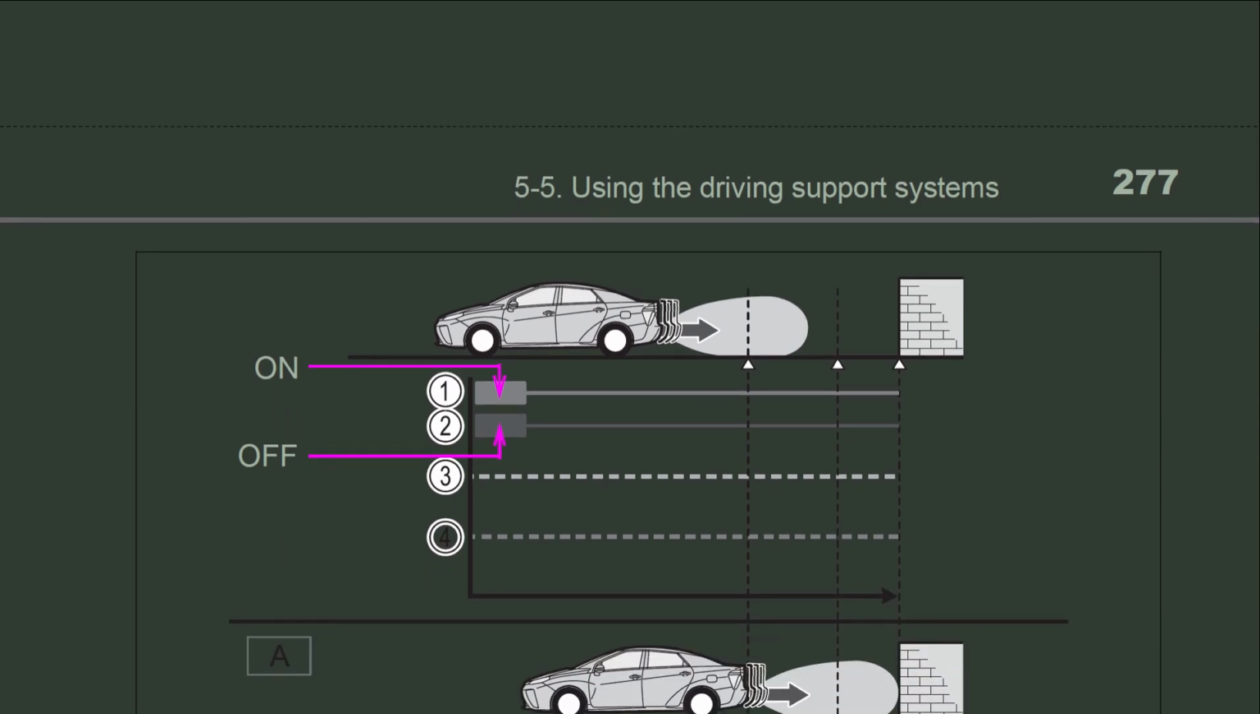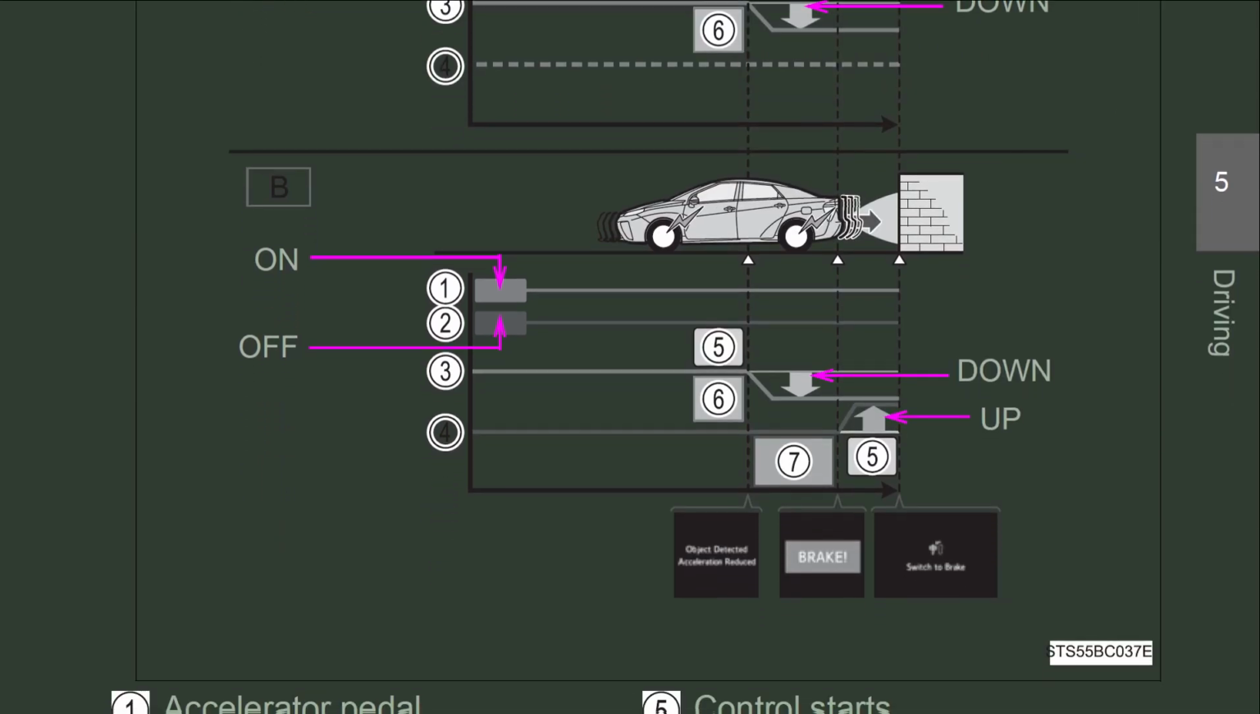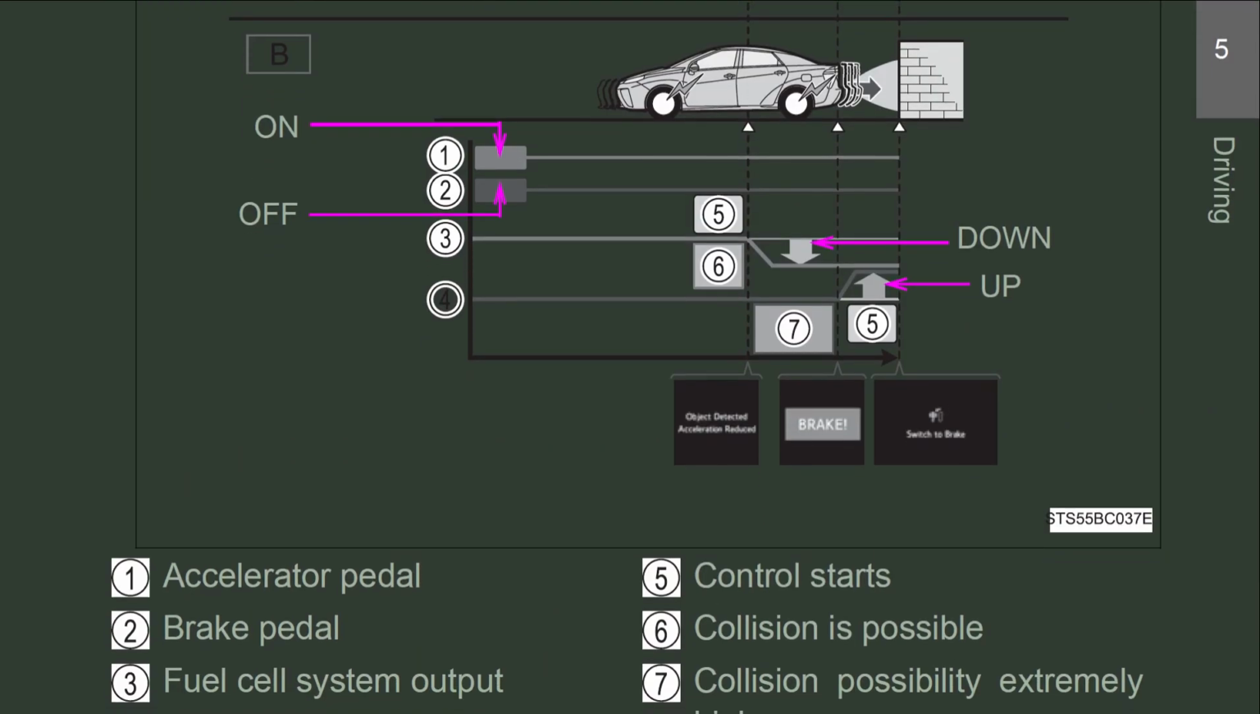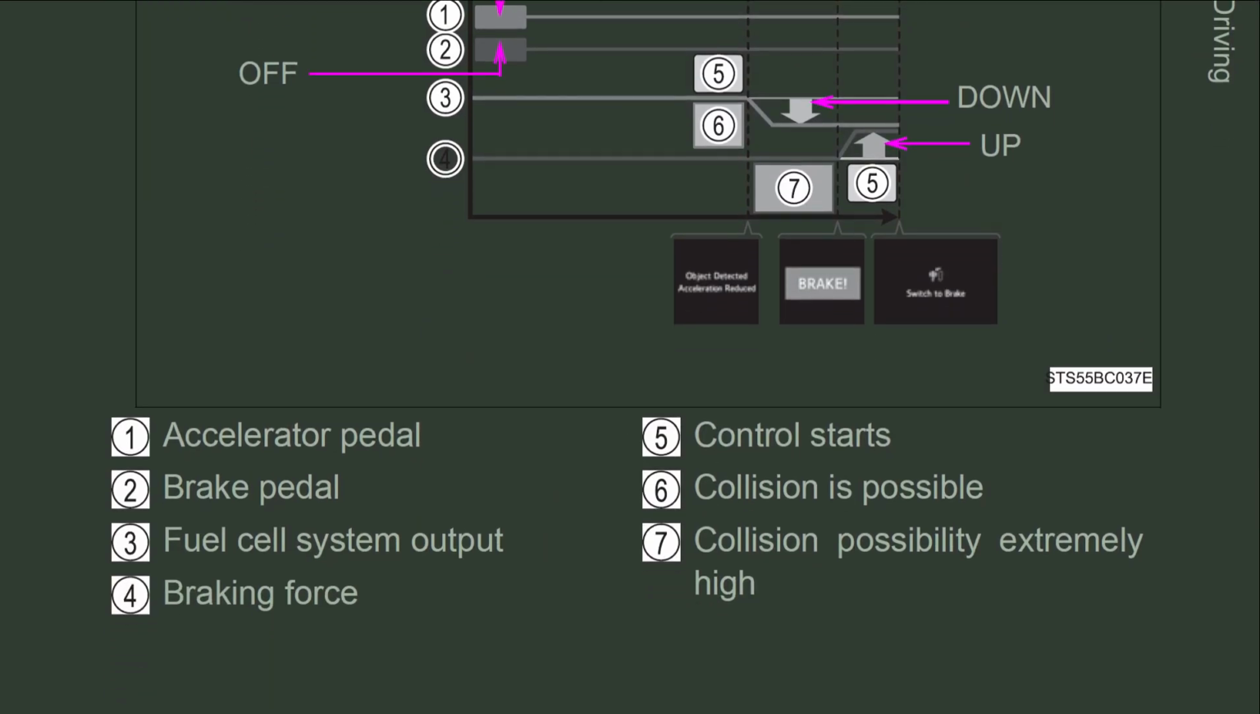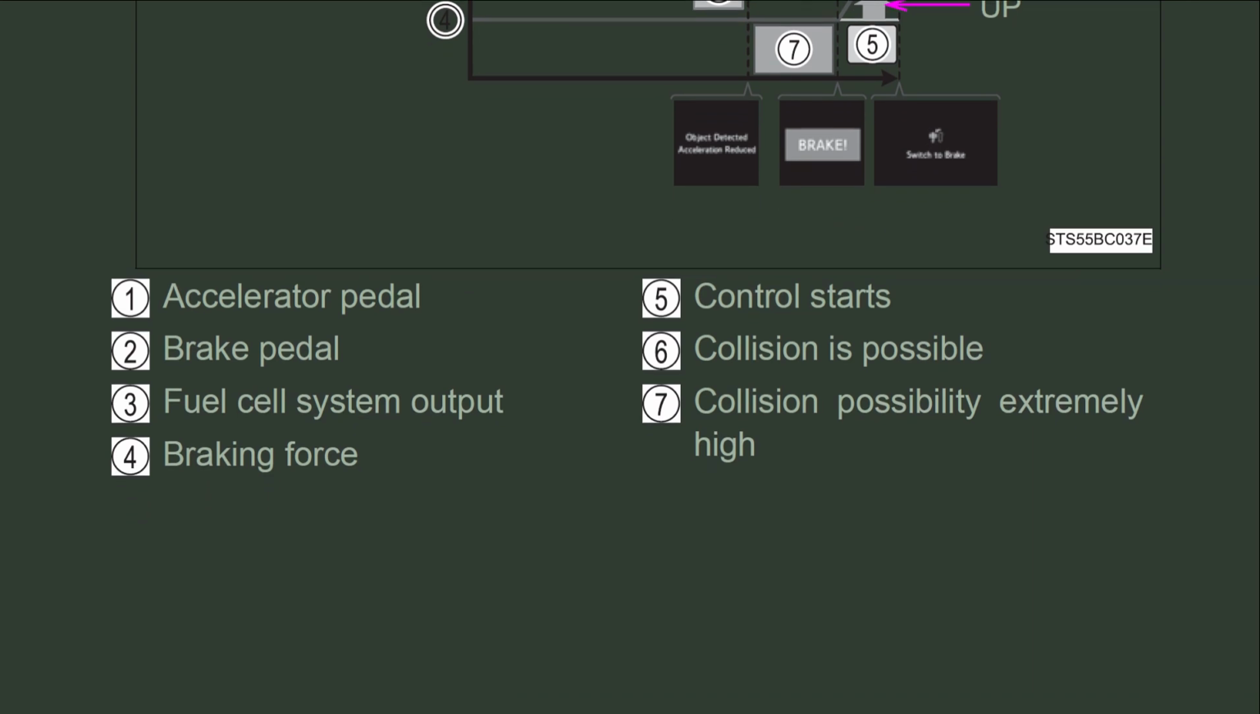Brake pedal, fuel cell system output, braking force. Collision is possible. Collision possibility extremely high.